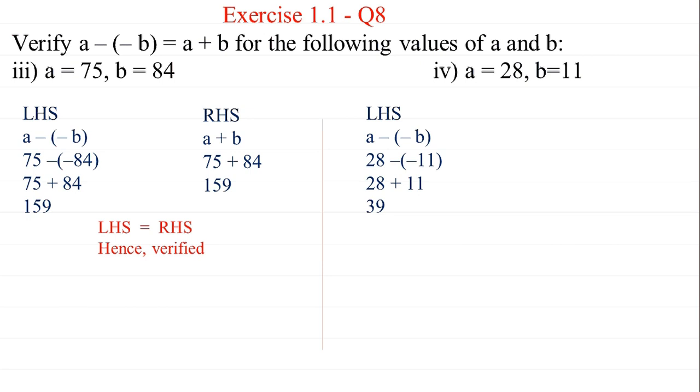In the same manner, we'll solve the right hand side. The expression is a plus b. And we'll substitute the values of a and b. A would be 28, b would be 11. So we'll put the values and then we'll add, and we'll get the sum 39. So again the value of the left hand side is 39 and the value of the right hand side is also 39. Both are the same. So it means LHS equals RHS, and we have verified this expression also.